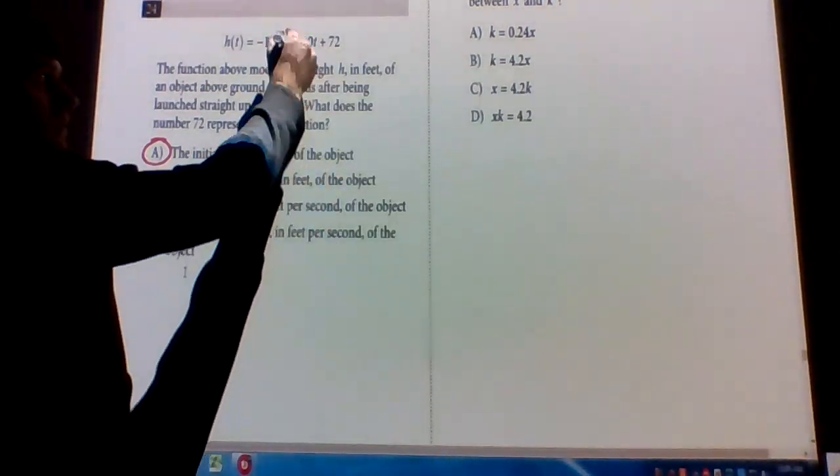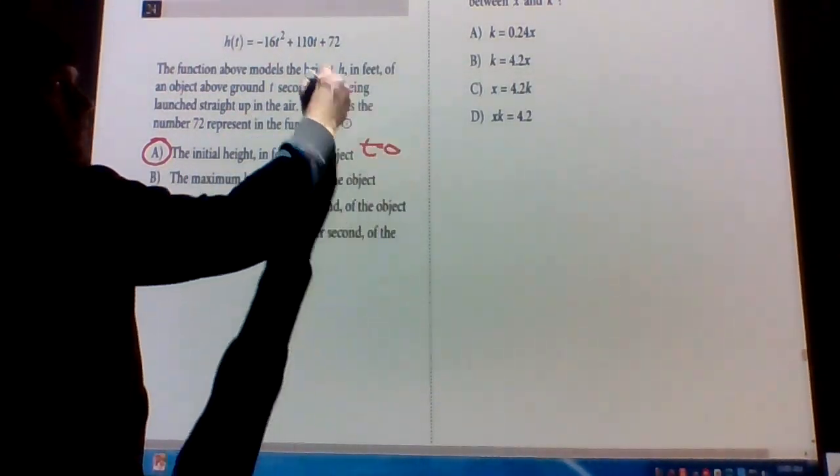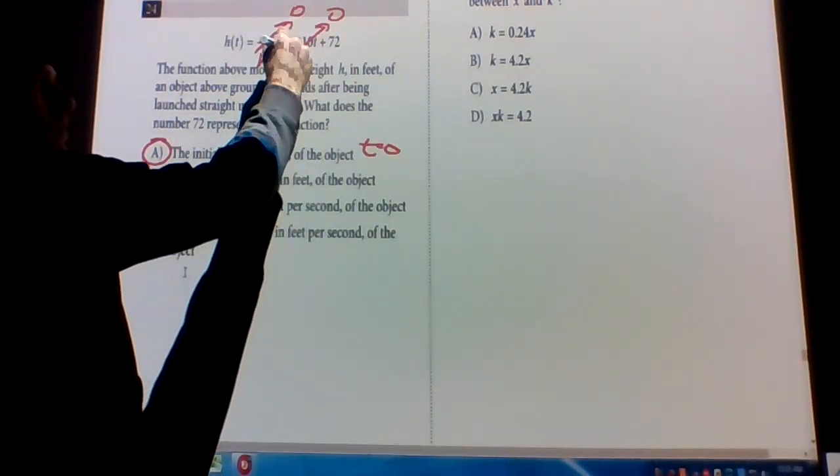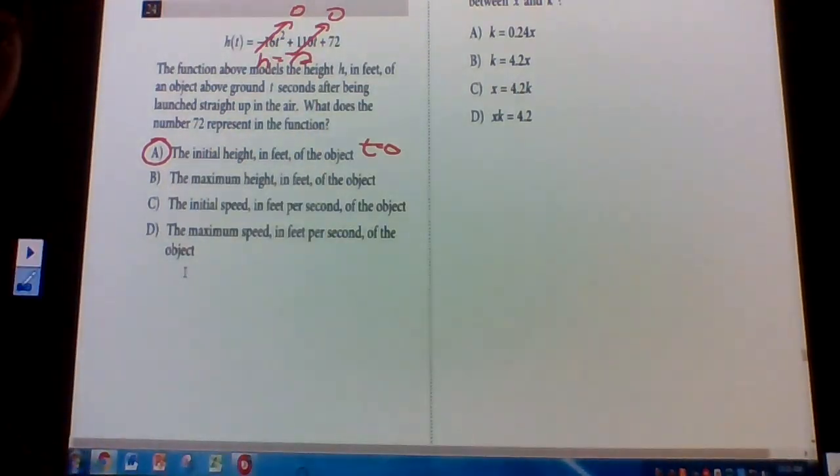Okay. The initial height, t is going to equal 0 here. So that means that's going to be 0. That's going to be 0. So when time is 0, the height is going to be 72. So it's your initial height.